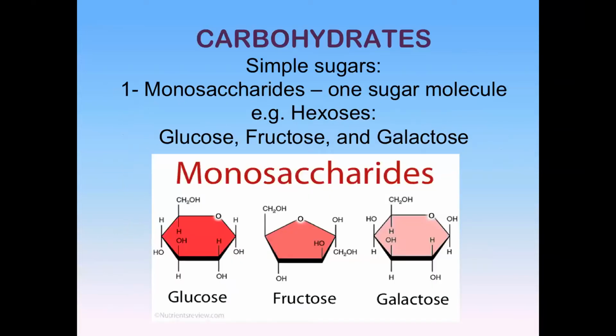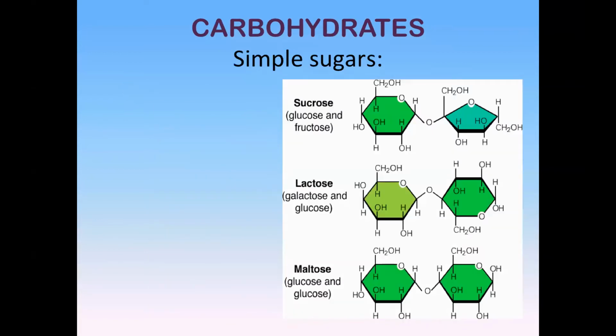Now, the carbohydrate structure: we have it as simple sugar, as monosaccharides and disaccharides, and we have it as complex sugar. The simple sugar consists of monosaccharide, which is only one sugar molecule. An example of this is hexoses. We have glucose, fructose, and galactose. They are a bit similar, but they have different characteristics.